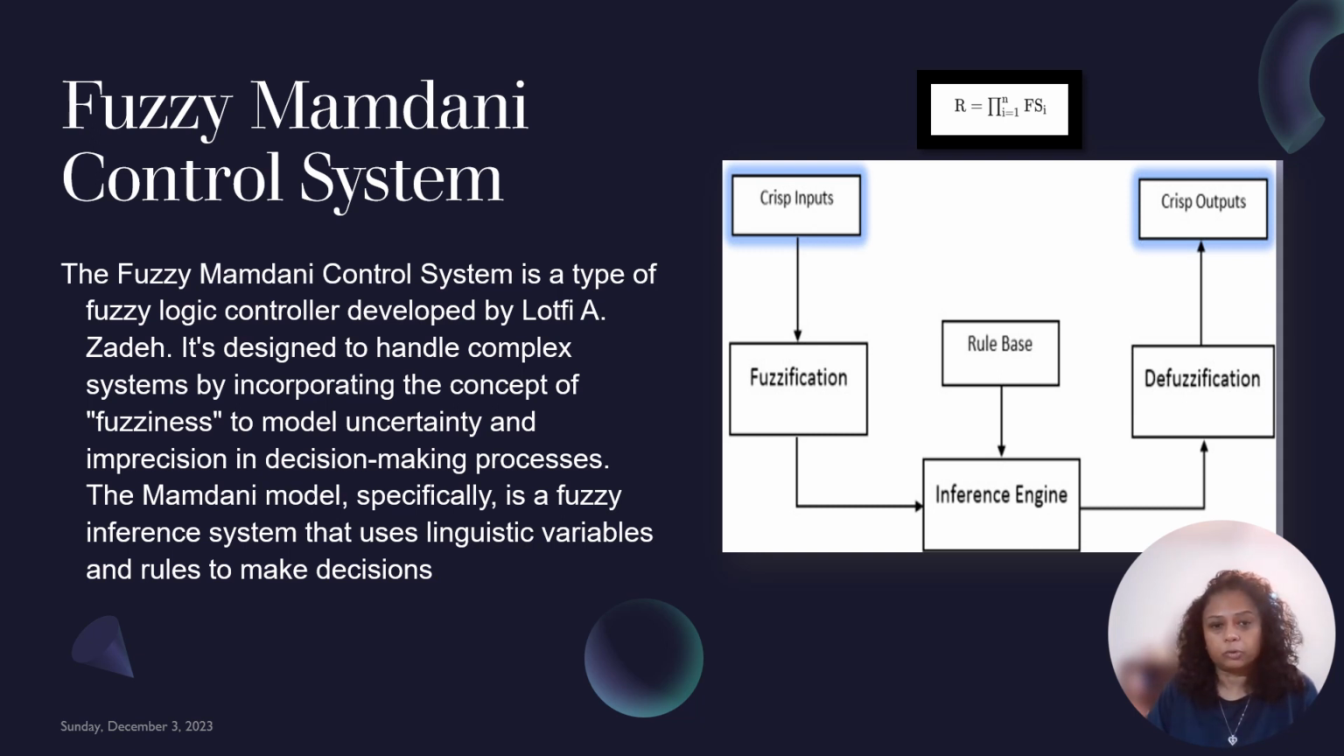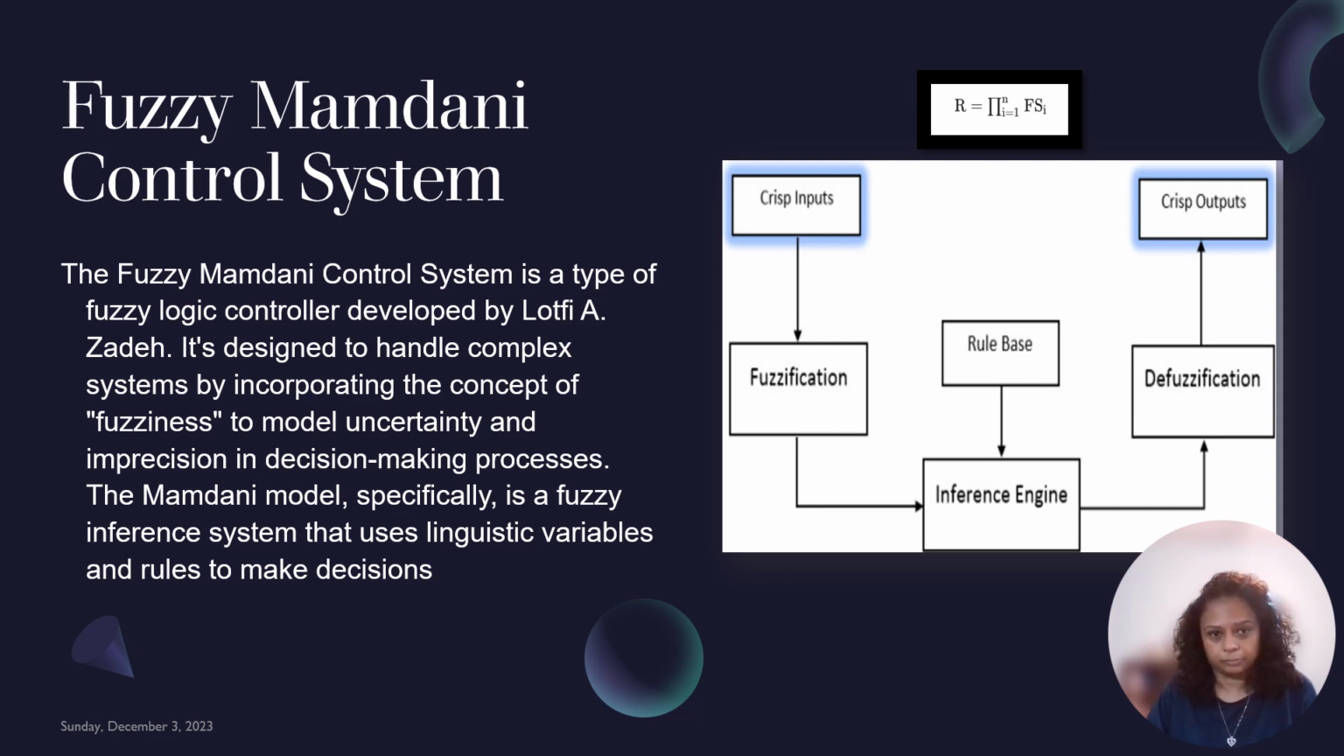Theoretically, the number of rules in the inference system is calculated as R is equal to the product from i equals 1 to n of fs_i, where R is the number of rules, n is the number of input variables, and fs_i denotes the number of fuzzy sets assigned to the ith input variable. So based on this equation, the number of rules directly depends on the number of input variables and fuzzy sets in the system.